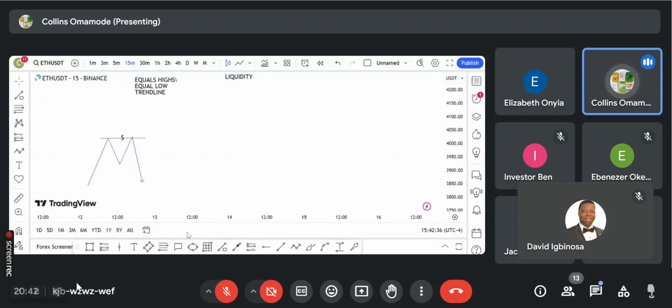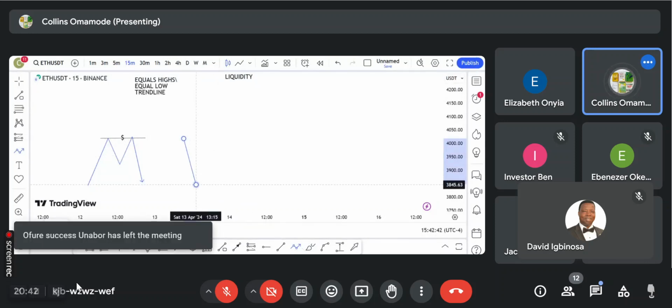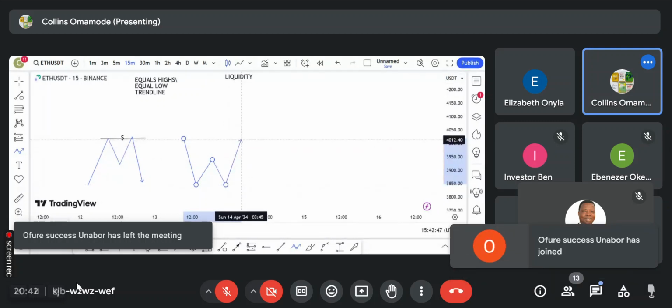So I use the dollar sign to represent liquidity. And we have the equal low or double bottom. Equal low.